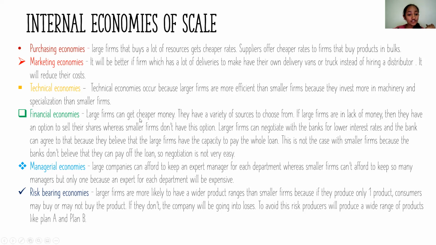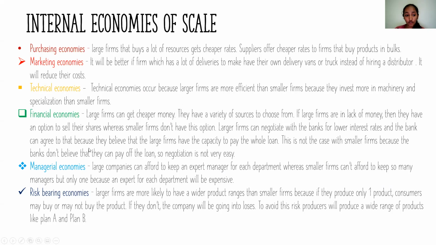Next is financial economies. Large firms can get cheaper money. They have a variety of sources they can choose from. If a large firm is short of money, then they have the option to sell their shares, whereas small firms don't have this option. Larger firms can negotiate with the banks for lower interest rates, and banks can agree to that because they believe that large firms have the capacity to pay the whole loan back. This is not the case with smaller firms, because the banks don't believe that they can pay off the loan. So negotiation is not very easy.